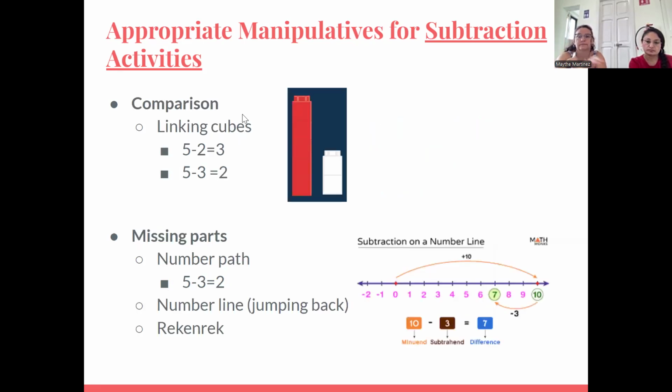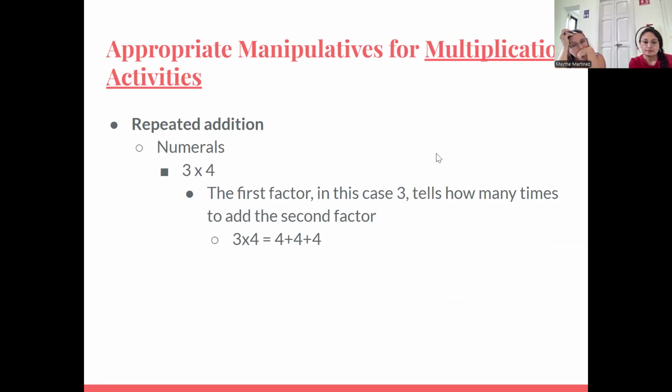You can use linking cubes for comparison, like which one has more, which one is less. You can use a number line to do those jumps that we talked about, backwards and onwards, and those are helpful too. I think I need to stop here.